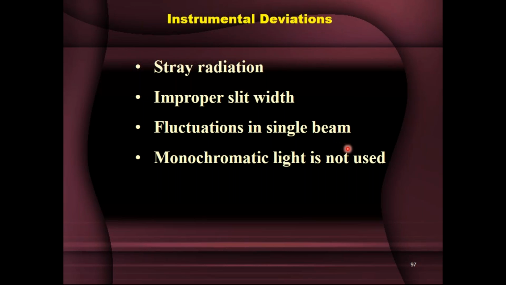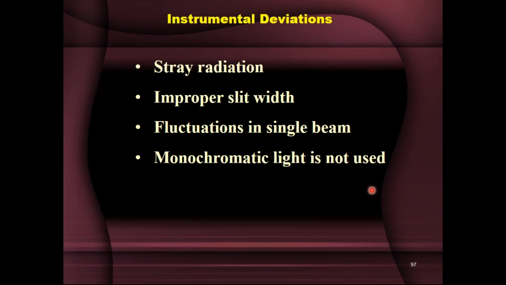Then, fluctuations in single beam instruments. Single beam instruments are one type of instruments. If there are any fluctuations in the electrical supply to a single beam instrument, then also it will result in an instrumental deviation. And lastly, monochromatic light is not used, because as you have seen, Beer's law starts with monochromatic light passing through a homogeneous medium.